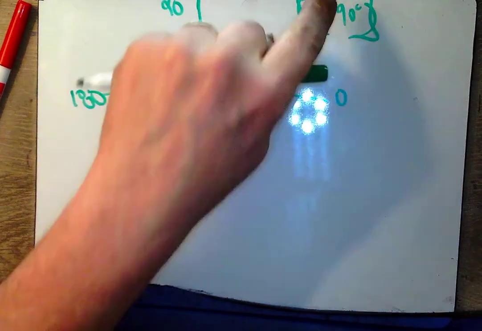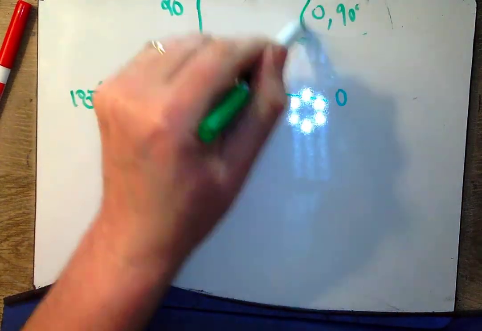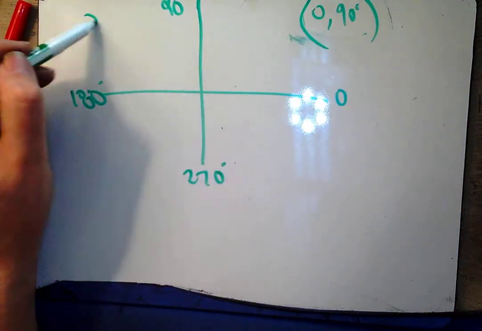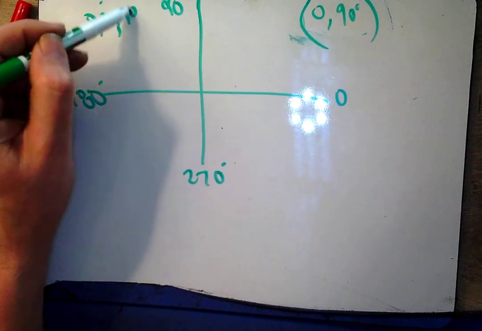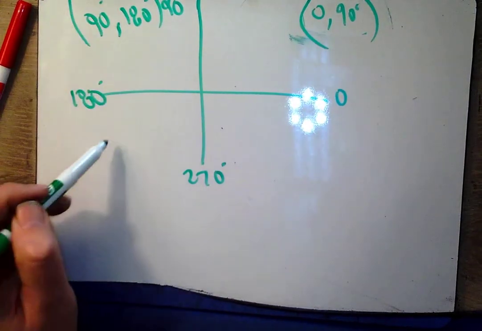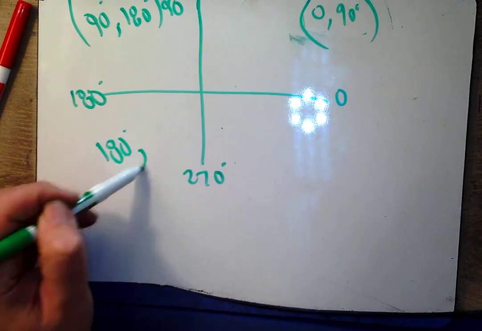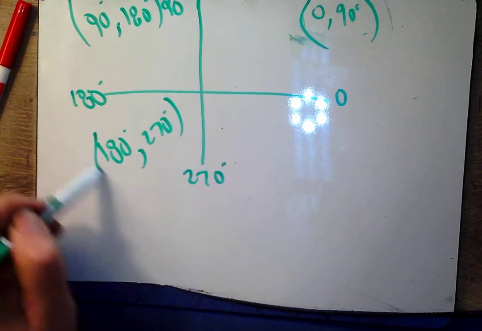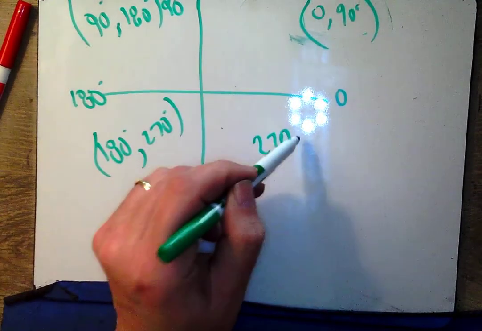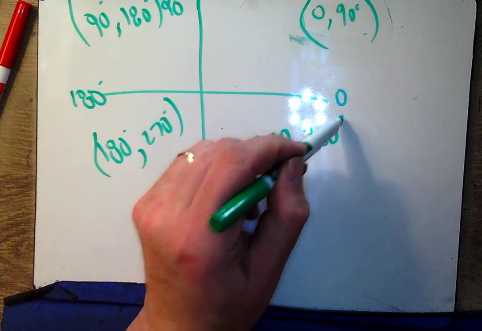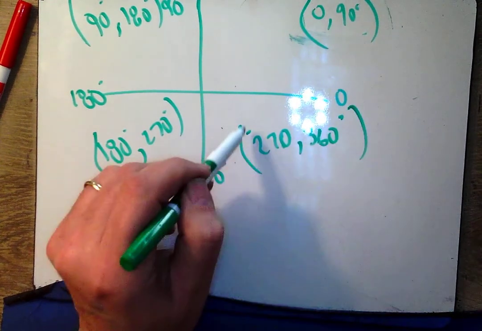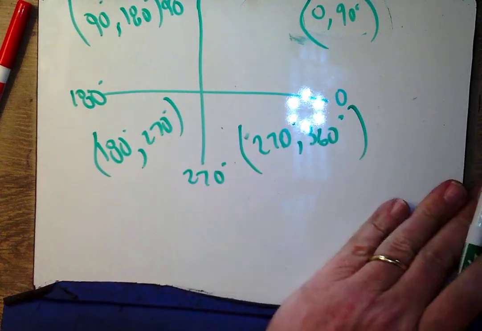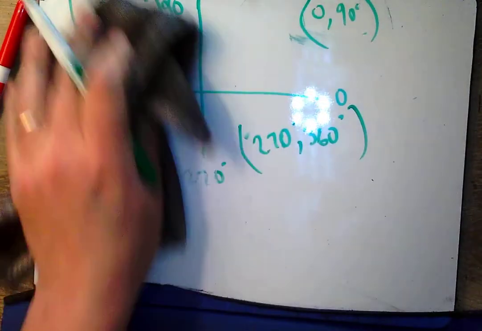And this quadrant, and this quadrant would be 90 degrees to 180 degrees. And this one would be 180 to 270. And this is going to be 270 to 360. Yeah, that's great. Except that really we don't use this a whole lot.